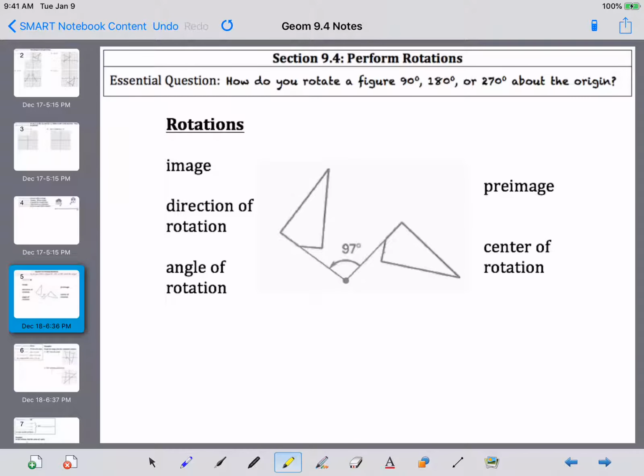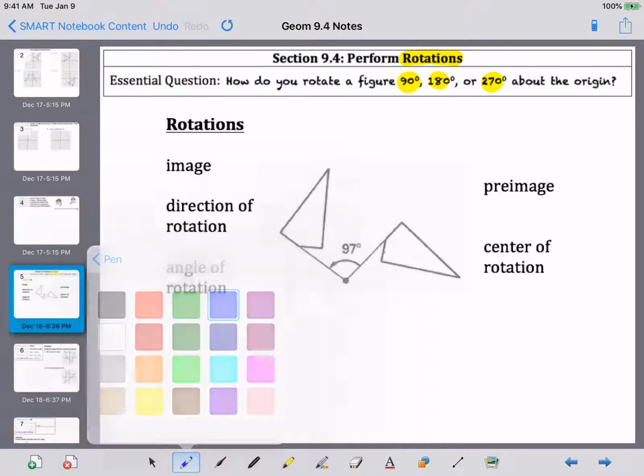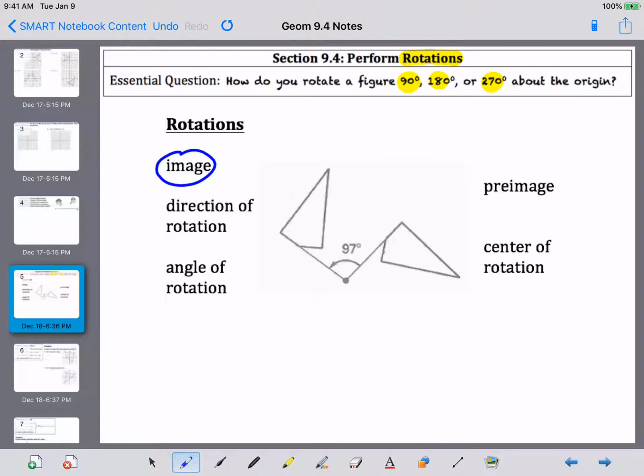Today we're going to be talking about rotations. So we already talked about translations, and then in the last section we talked about reflections. So today you're going to figure out how you can rotate a figure 90 degrees, 180 degrees, or 270 degrees about the origin.